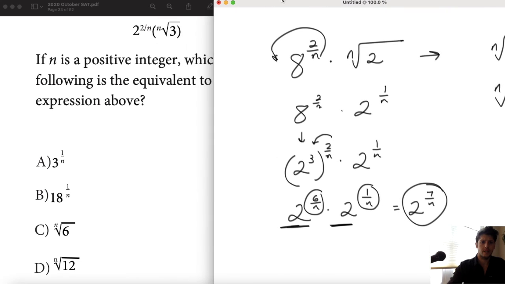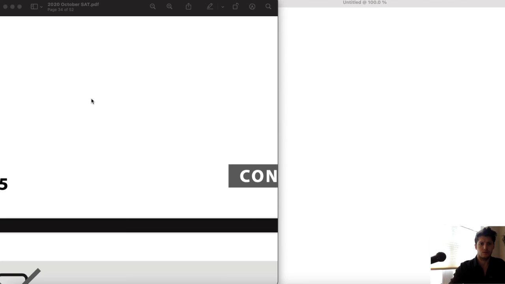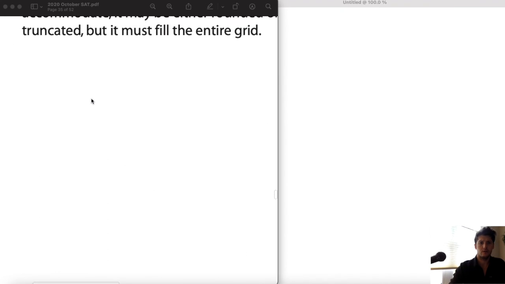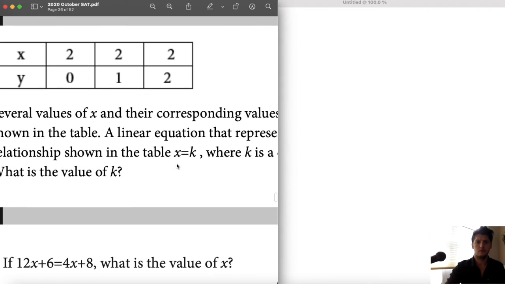So now we're in the grid-ins, which are in no particular order of difficulty, is what I've found. Like, sometimes the first one's kind of tricky. Let's see what we have here. One second while I zoom out. Okay.